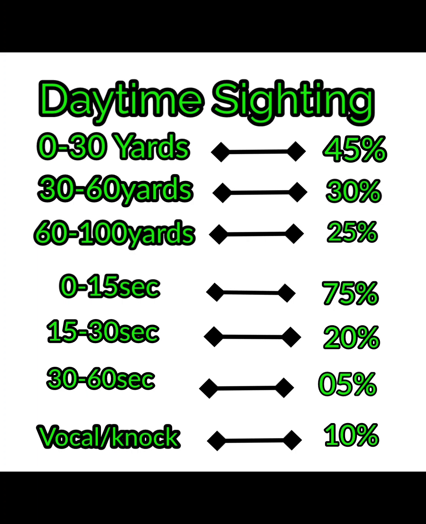0 to 30 yards, 45%, meaning 45% of all daytime sightings occur from 0 to 30 yards. 30% of those sightings occurred from 30 to 60 yards, and 25% of those sightings happened between 60 and 100 yards.